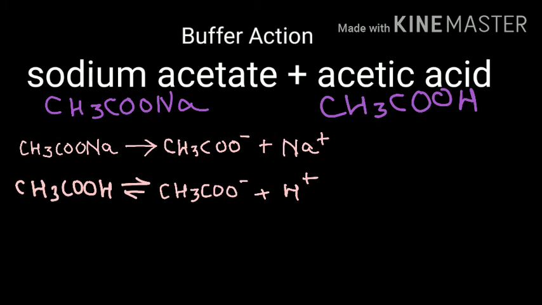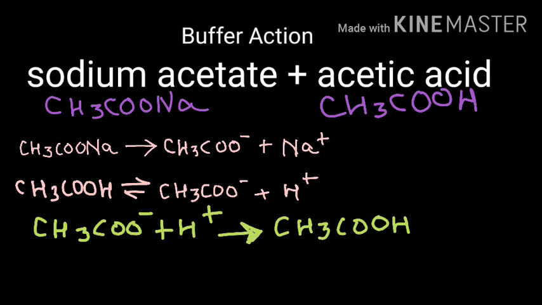So all those H plus ions from that acid will be consumed by the CH3COO minus ions. Here the CH3COO minus ion has a negative sign, right? So the H plus will be consumed by this CH3COO minus ion, giving you the formation of acetic acid. Let us see how it happens.